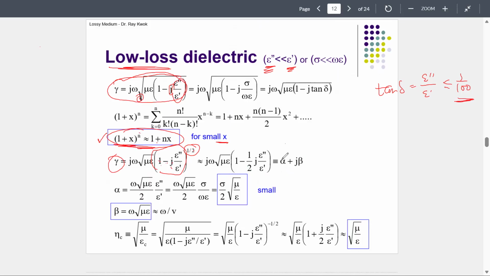Hang on. So the real part, what is the real part? I have a j here, I have a j here. So if I multiply this with this, I get the real part, correct? j times j is -1, right? So that means when I multiply it, I get this, and that is equal to my alpha. Okay, again, what is epsilon double prime over epsilon prime? That's the same as sigma over omega epsilon. And now I have an epsilon here, I have an epsilon here, they cancel, so I have sigma over 2 times this.